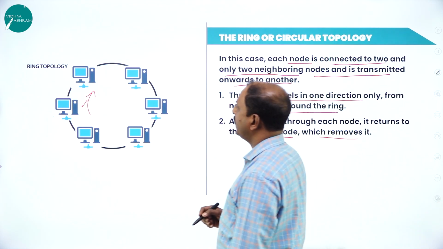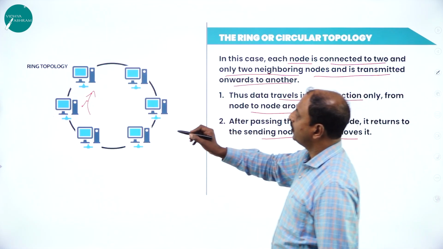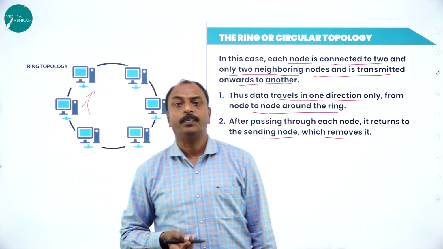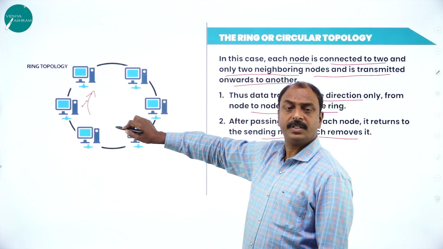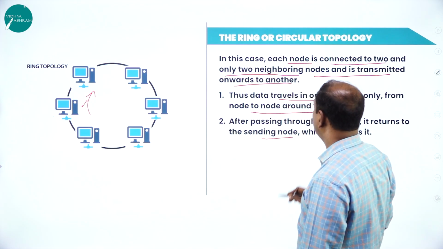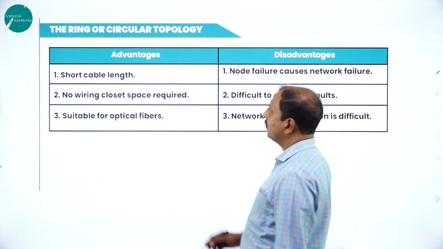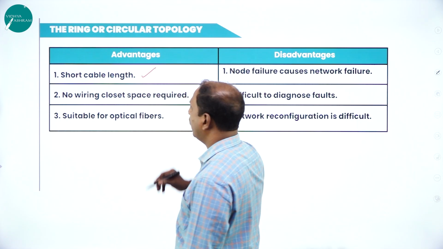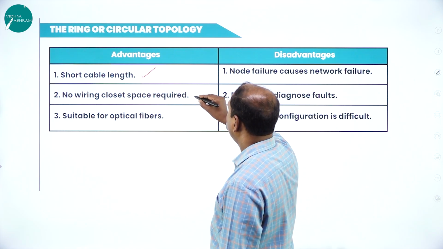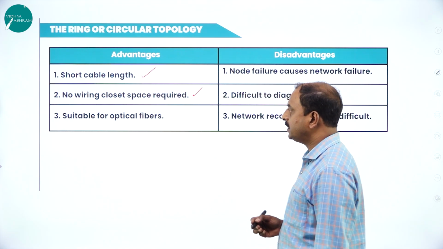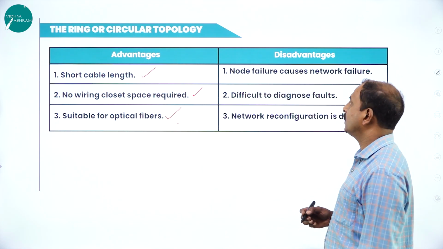So suppose any data is sent from one node to another node. The particular node which has been addressed picks up the packet, and the remaining data goes around the circle in the network cable. That is how this ring topology works. And what are the advantages of ring topology? It has short cable length and requires minimum cable length for configuration. No wiring space is required, I mean it won't require much space, and it's suitable for optical fiber, that is OFC.